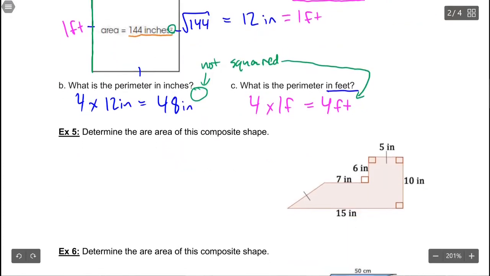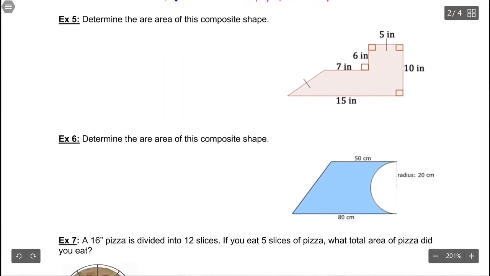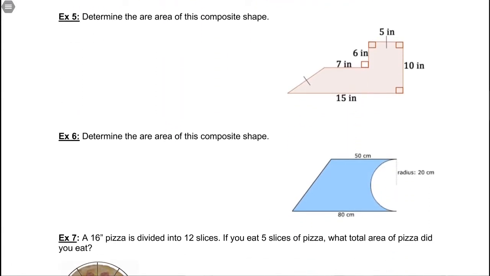Okay, let's get into some fun questions. We got 3 composite shapes and then we're done. So the idea of composite shapes or compound shapes, whatever you want to call them, is the same idea. You're going to get some big shape that is multiple things all stitched together. So this first example, we've got this weird boot shape thing. The first thing I'm going to do is split this into 2 rectangles and a triangle.